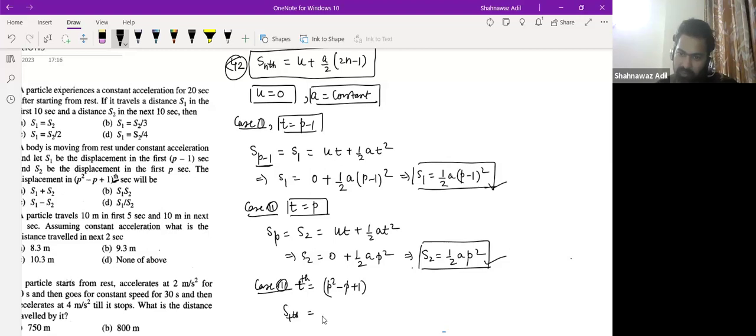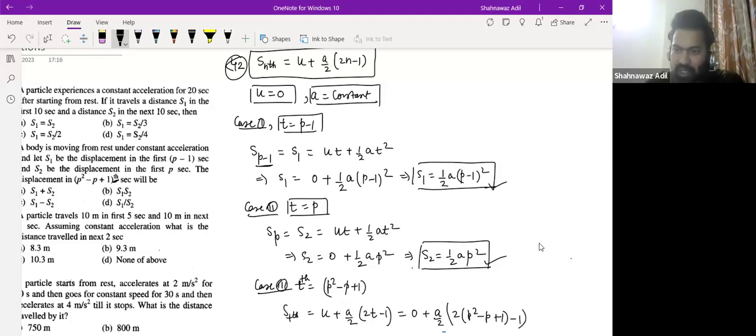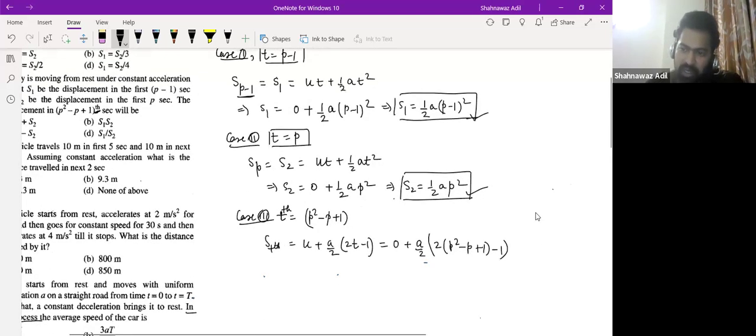That is U plus A by 2 into (2T minus 1). So U is 0, this part is cancelled, A by 2, and then 2T, T is how much? T is P square minus P plus 1, and then minus 1, right? So is this part clear, guys? Is this part clear?